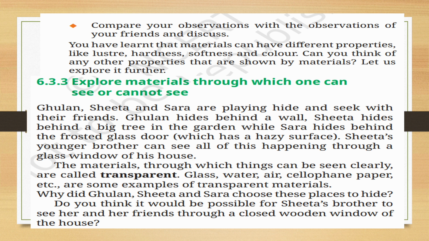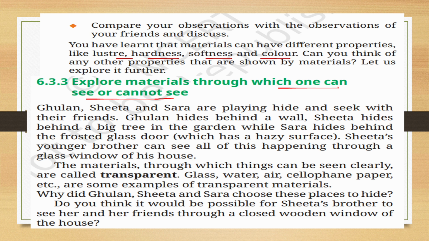Compare your observations with the observations of your friends and discuss. You have learned that materials can have different properties like luster, hardness, softness, and color. Can you think of any other properties that are shown by materials? Let us explore it further. Explore materials through which one can see or cannot see.